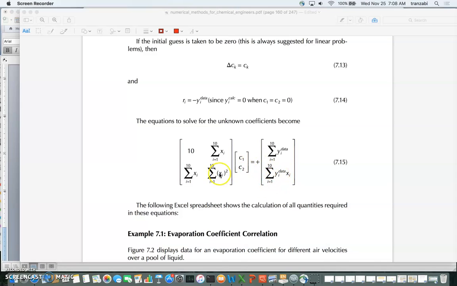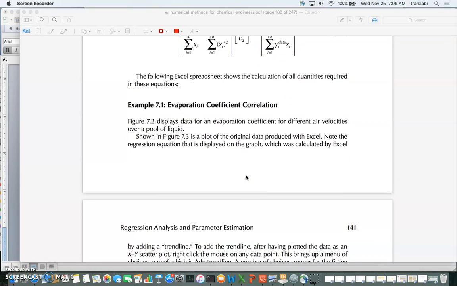So by solving this system now, we can solve for C1, C2. So this C1, C2 is nothing but the change in C1 and C2 from the point that we initially guessed to be 0. So anyways, by solving this system, we can get C1, C2. Let's look at one example here.